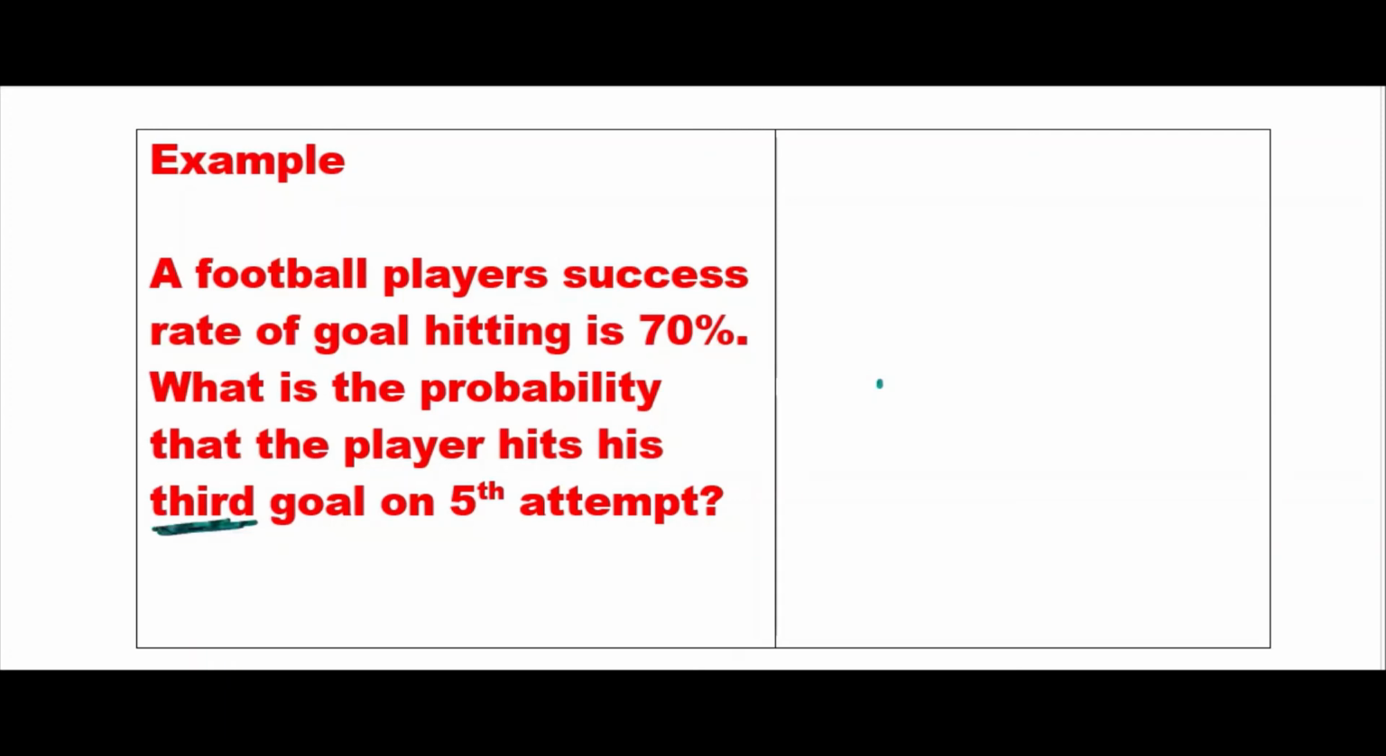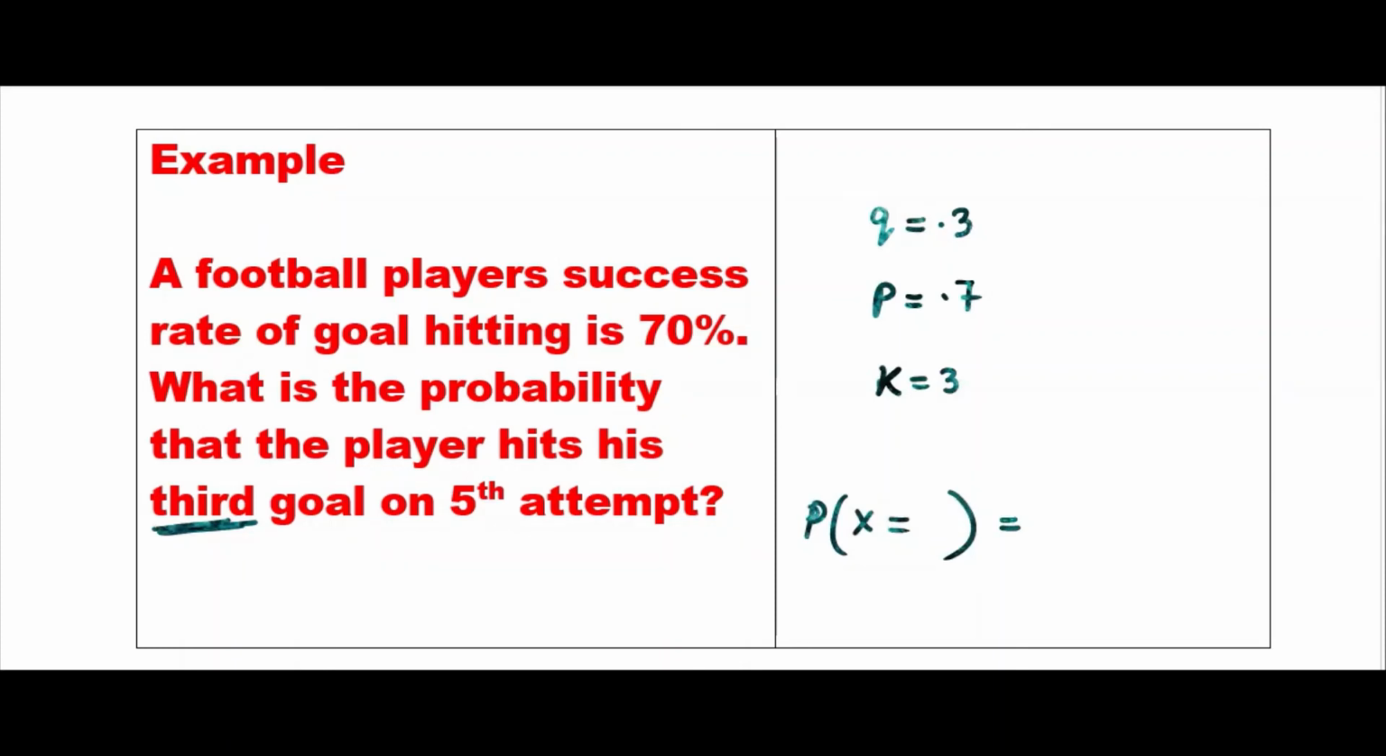This one. So K is 3. Okay. What is P here? 70%, right? Yes. And Q is 30%. And you have to find the probability that X is equal to 5. Fifth attempt. The formula we'll use.